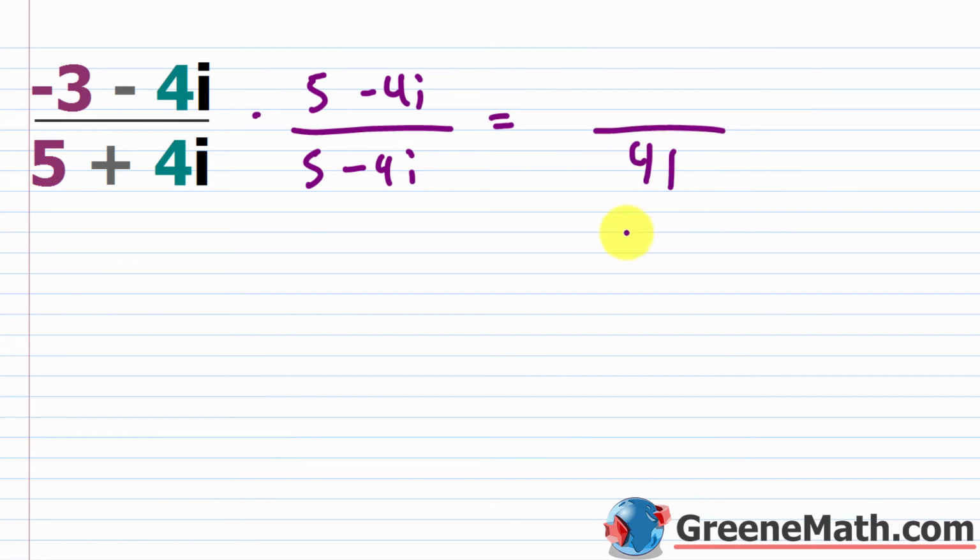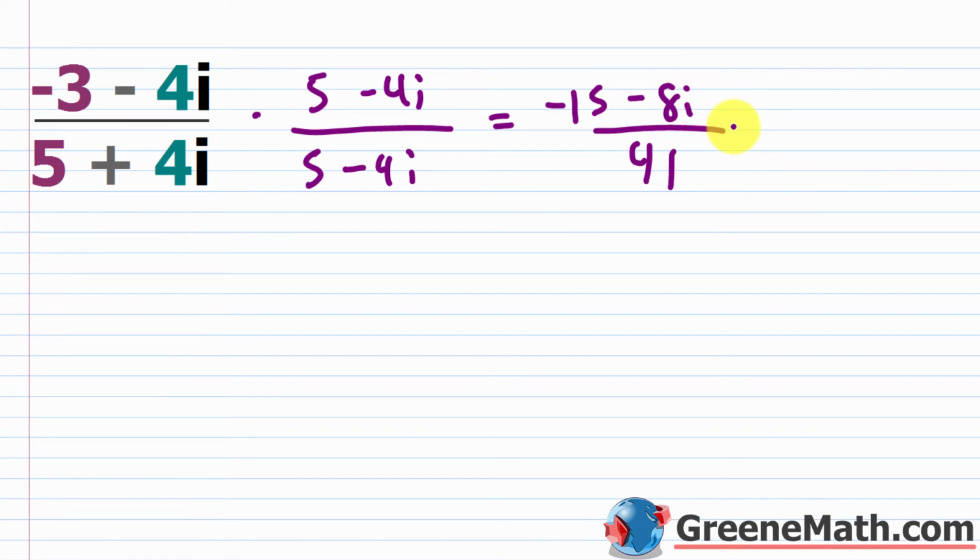So we're good there. In the numerator, you go through and just do FOIL, right? So negative 3 times 5 is negative 15. The outside would be negative 3 times negative 4i, which would be plus 12i. The inside would be negative 4i times 5, which would be negative 20i. Let's just go ahead and combine like terms. This would be a negative 8i, so I'll put minus 8i there.